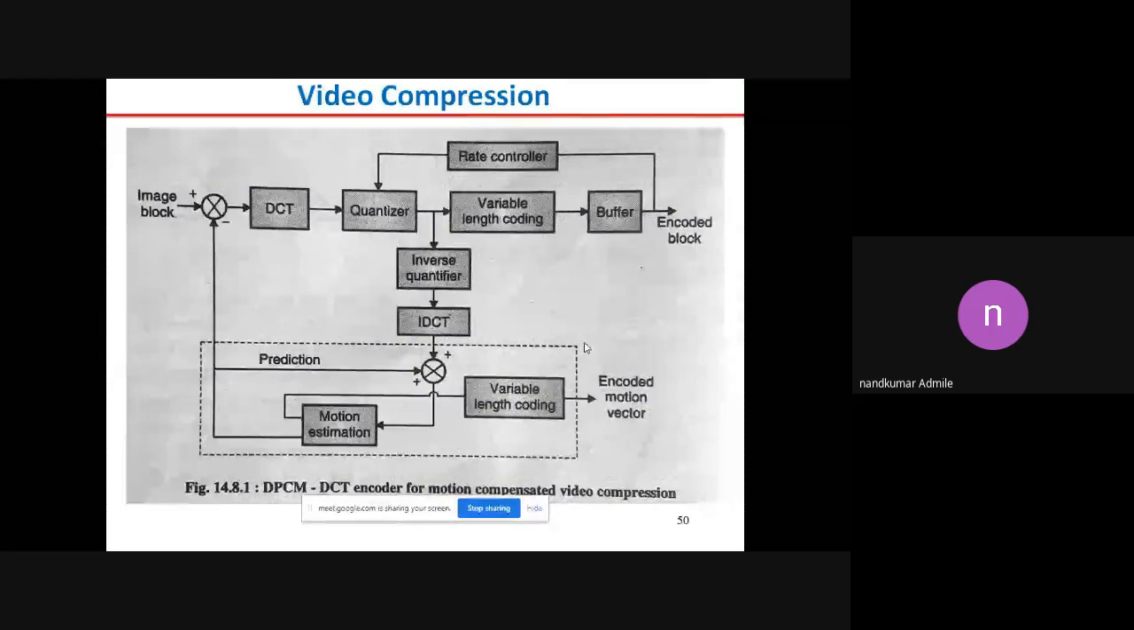Yes, roll number 37, Upendra. Yes, sir. What is the need of video compression? Why do we compress the video? Roll number 23, Amruta. Yes, sir. Yes, what is the need of video compression? Why do we compress the video?